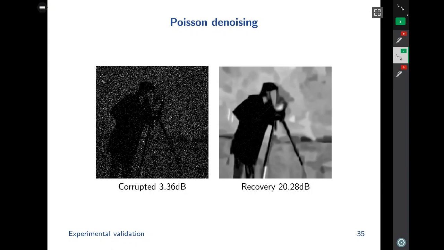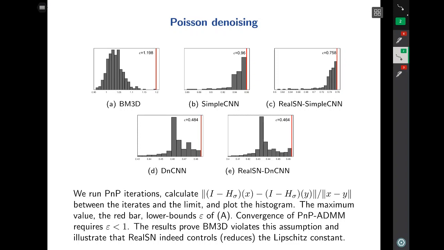For the Poisson denoising experiments, we verify whether the main assumption holds. We run the plug-and-play iterations and we calculate this quantity, which appears in the main assumption A, between the iterates and the limit, and then we plot the histogram. The maximum value, given by the red bars, lower bounds the epsilon of assumption A. Remember, convergence of plug-and-play ADMM requires epsilon to be less than 1. This result proves that BM3D violates this assumption. The other results show that real spectral normalization indeed reduces the Lipschitz constant.